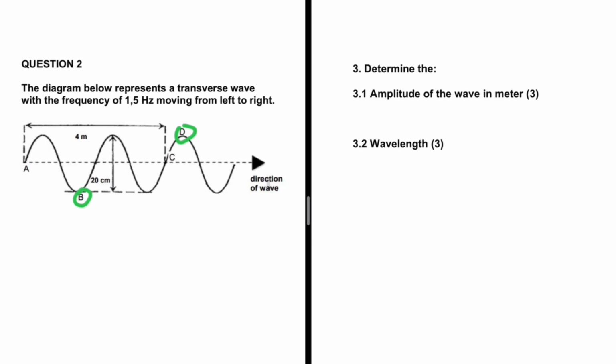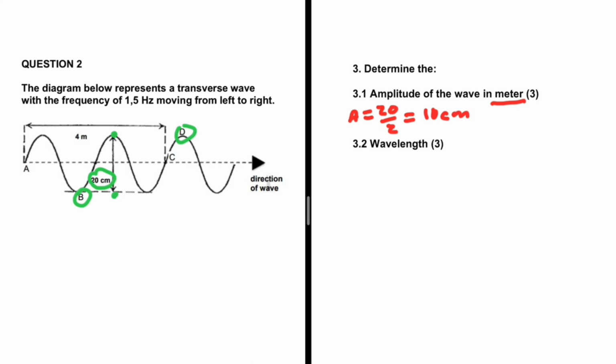Question 3. Determine the amplitude of the wave in meters. Right, let's go ahead and take a look. Just like the question we solved previously, we are given the distance between the trough and the crest. And we know that if you're given the distance from the trough to the crest, you divide it by 2 in order to get the amplitude. So we're going to have the amplitude being equal to 20 divided by 2. This is equal to 10 centimeters. But let's pay attention to details. The question says, let's determine the amplitude of the wave in meters.